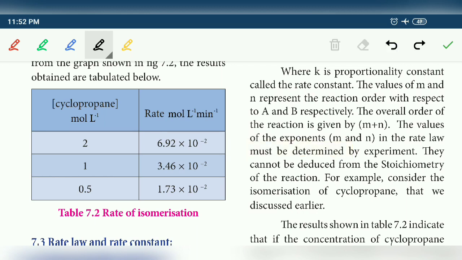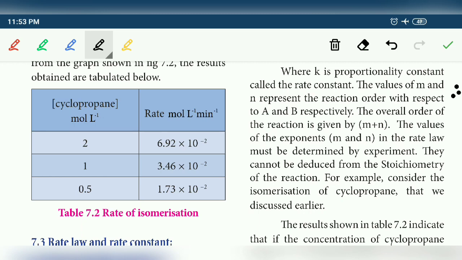Okay, so first of all, when the cyclopropane value is 2, the rate is 6.92 into 10 power minus 2. When the cyclopropane concentration is 1, it changes to half the value. So we get 3.46 into 10 power minus 2. Then when the concentration changes to 0.5, we get 1.73 into 10 power minus 2.